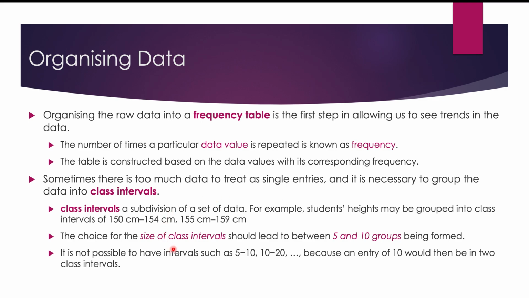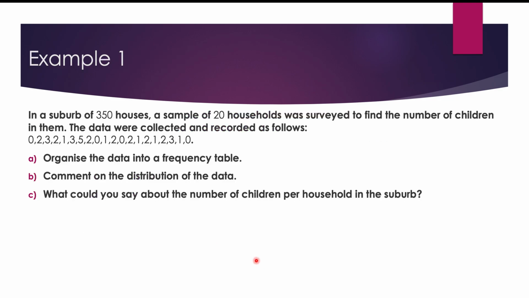It's not possible to have intervals such as from 5 to 10 and 10 to 20, because if I have a value of 10, where do I include it? Do I put it in the first group or in the second group? So it has to go from 5 to 9, for example, or from 5 to less than 10, and then from 10 to less than 20, something like that. But we can't include a value twice.